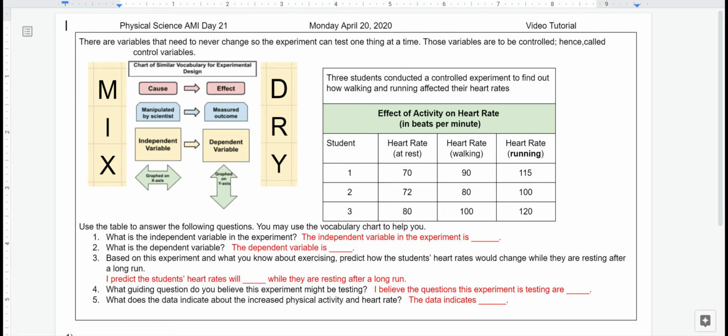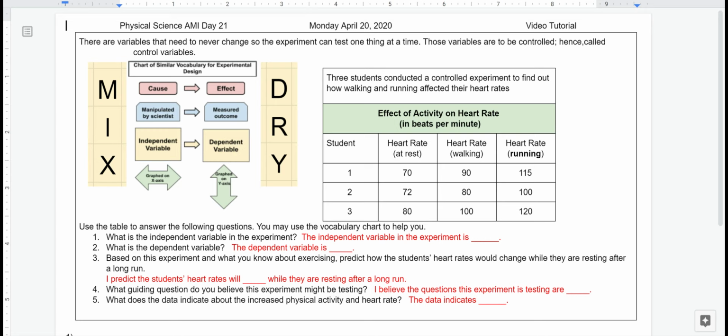So this text really does not help us examine this table or look at this chart. Control variables are important so that when we do collect data, we can just focus on our independent and dependent variables. I've added mix and dry because those are some clues we have used in the classroom to help us understand this vocabulary we need to know. So let's read the data table first, and then we can go back and look at questions and this vocabulary we need to know here.